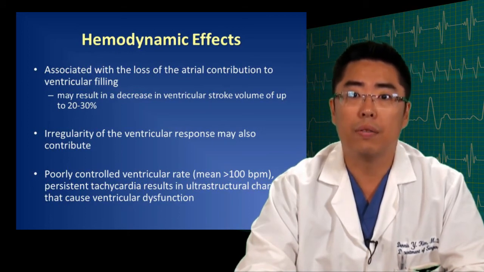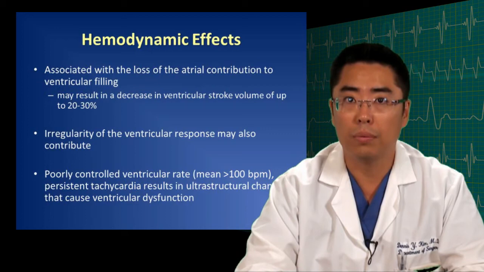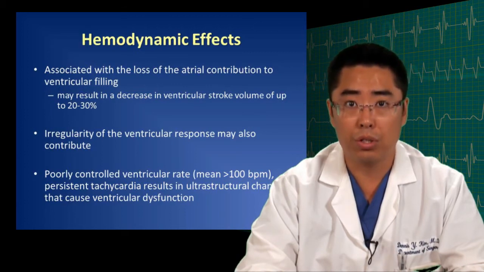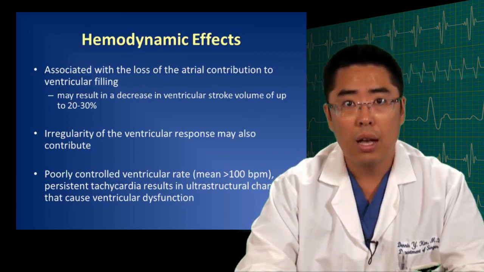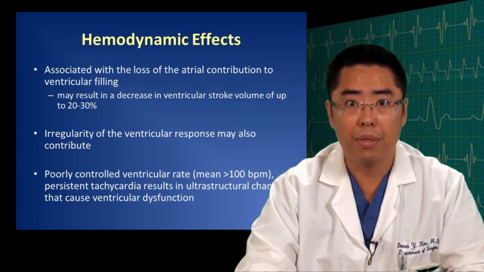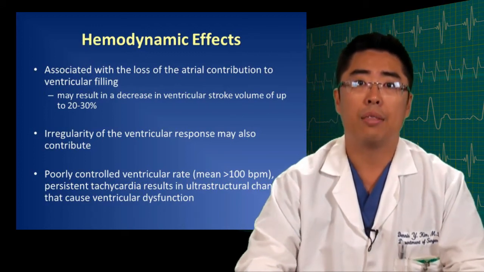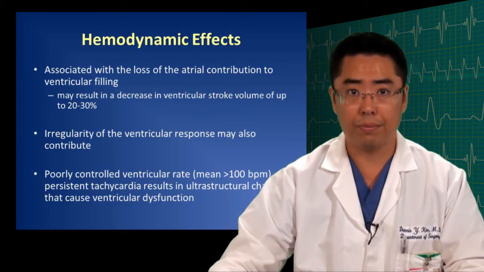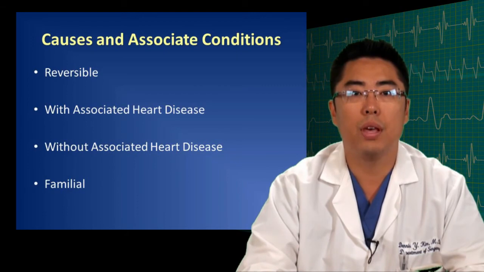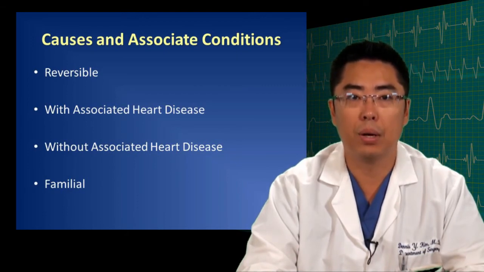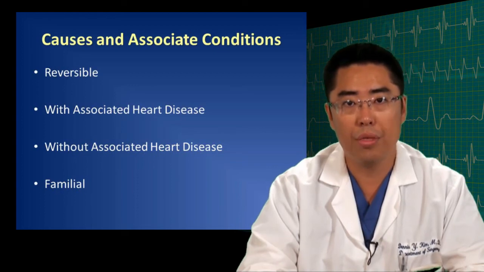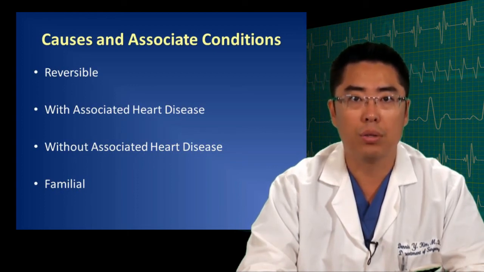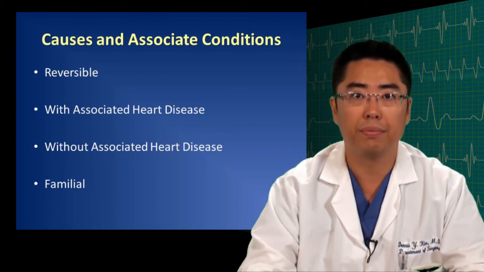Likewise, the irregularity of the ventricular response may also have an important role, as uncontrolled atrial fibrillation may result in increased mitral regurgitation, tachycardia, and the so-called tachycardia-induced cardiomyopathy. Poorly controlled ventricular rate with a mean greater than 100 beats per minute may result in ultrastructural changes that cause the underlying ventricular dysfunction. In terms of the other causes of atrial fibrillation, one can think about it in terms of reversible causes, with or without associated conditions, and there are also familial causes of atrial fibrillation.